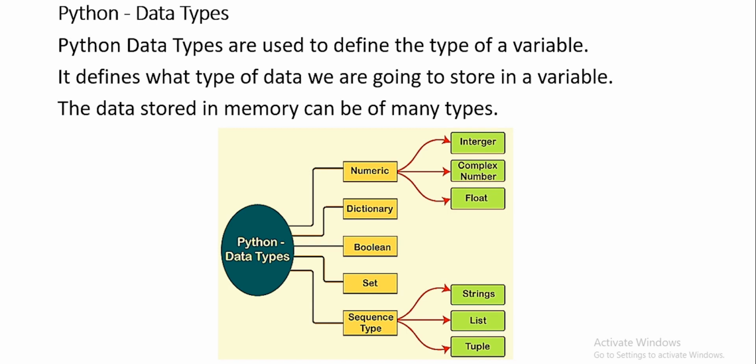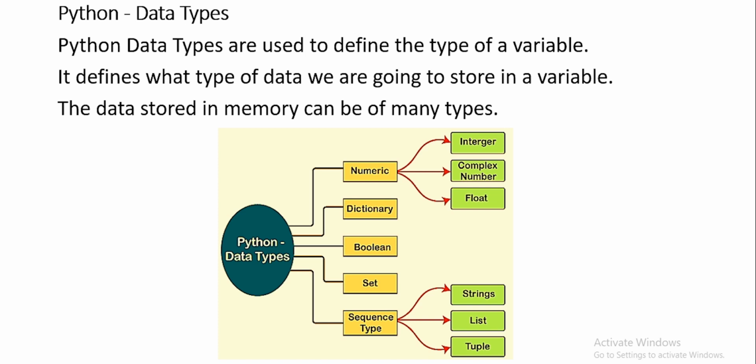This video is going to be divided into two parts. In part 1 we'll discuss some data types, and in part 2 we will discuss the rest of the data types. So, what are data types? Data types are used to define the type of a variable. A variable has some values, and those values have some types. So data types define the type of a variable, whether it is an integer, a float, a complex number, a string, or any other data type.